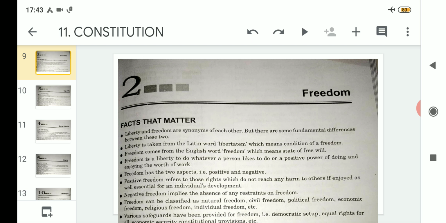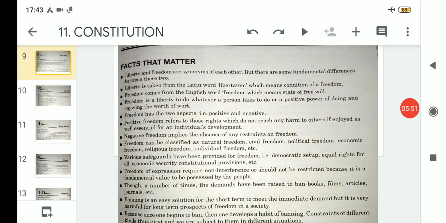Likewise, it can be religious freedom and individual freedoms also. So this can go on being classified into various types like natural, civil, political, economic, religious, individual. It will look into every aspect of the freedom.